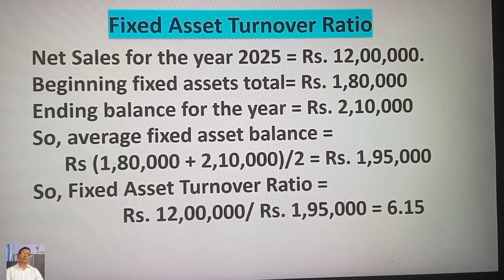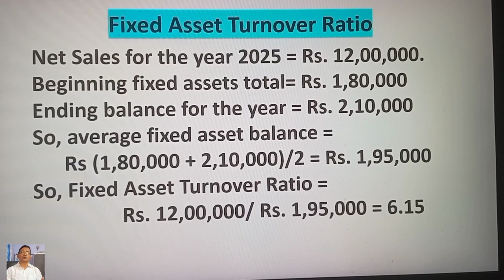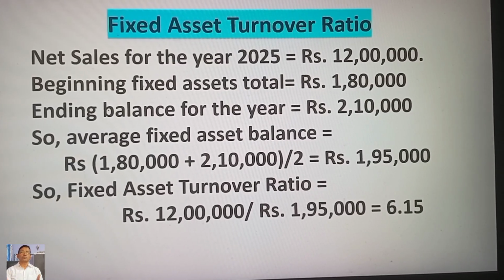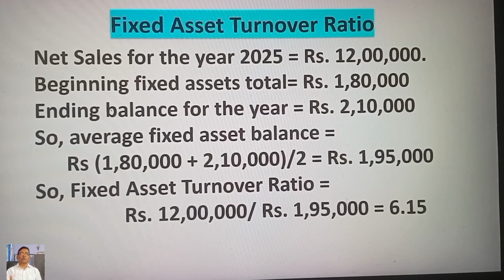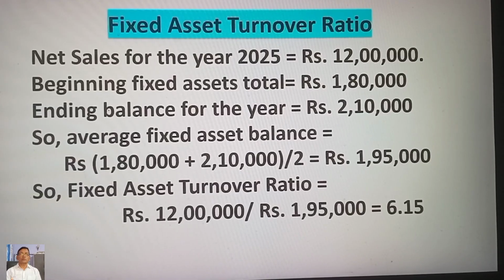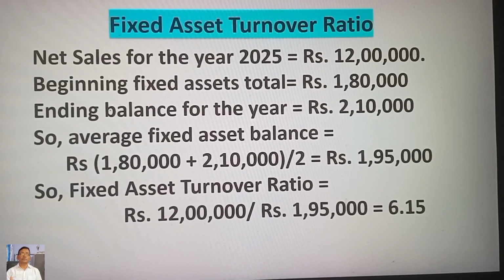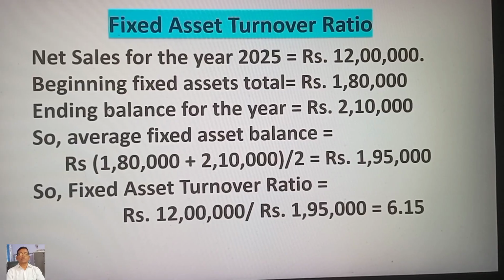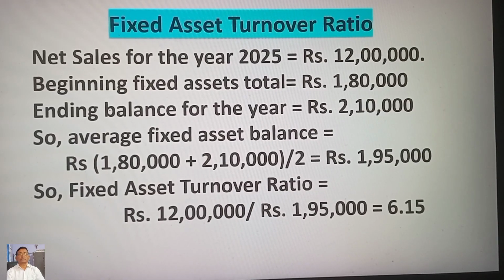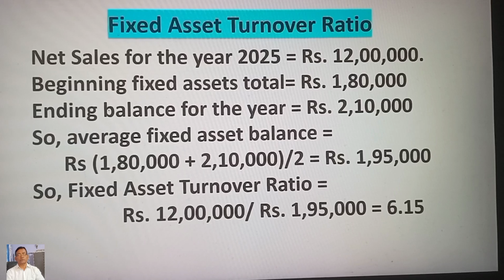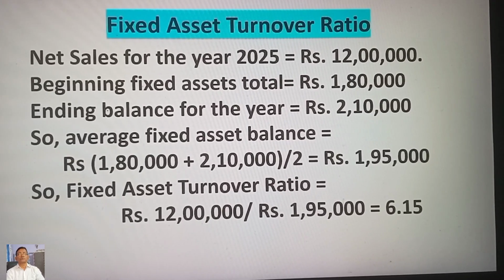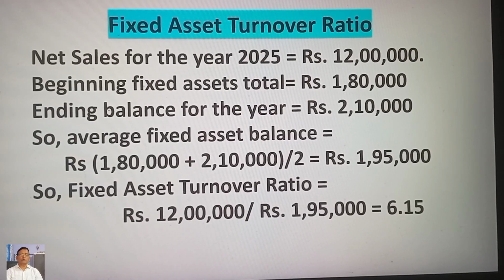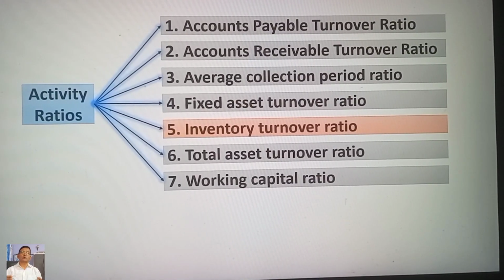So, fixed asset turnover ratio is equal to rupees 12 lakh divided by rupees 1,95,000 is equal to 6.15. So, the company's every rupee in fixed assets is earning rupees 6.15. A higher fixed asset turnover ratio is considered desirable for a prosperous company. If fixed asset turnover ratio is found too low, it indicates inadequate sales coupled with improper utilization of the company's fixed asset. Fifth, inventory turnover ratio.